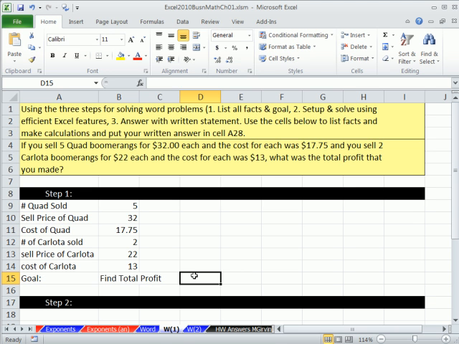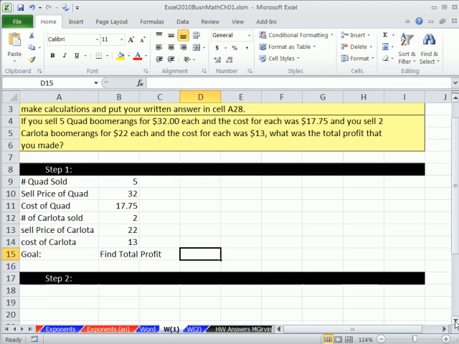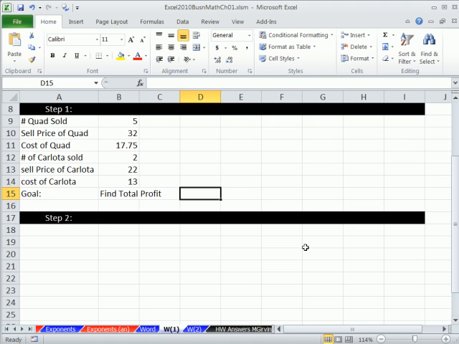It's time consuming, but if you start here in this class and continue to do it throughout your life, you will be able to conquer any written set of instructions that require some calculating. All right, now that's step 1. List all the relevant facts, numbers, labels, and the goal. Don't forget to do that on the test, please. All right, now step 2. Set up and solve using Excel features.